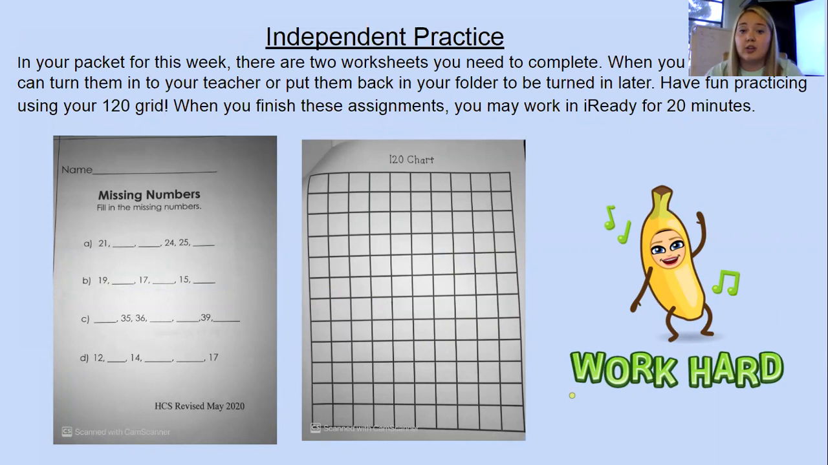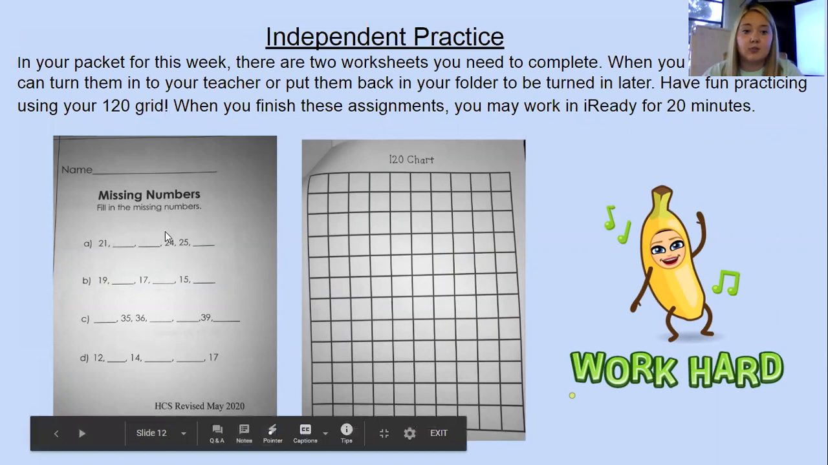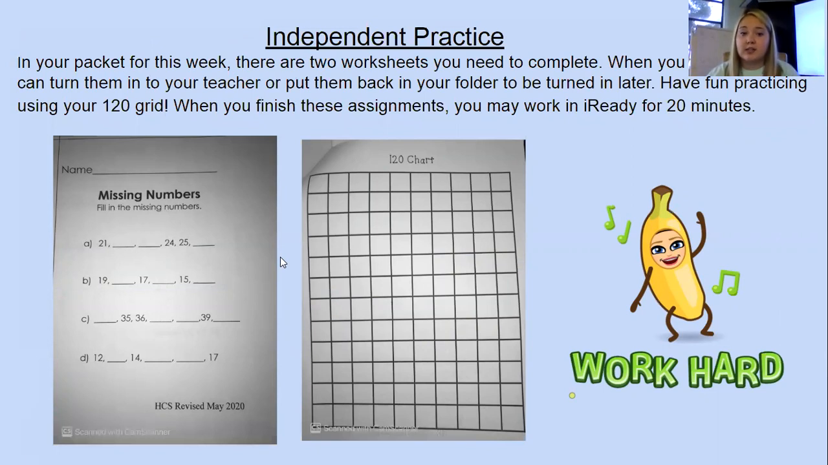Okay, now that we've finished our lesson, you have some independent practice work to do. In your packet, you should have both of these sheets. For this worksheet right here that is called Missing Numbers, you're going to do the same thing that we've been doing during this lesson. You are going to fill in the blanks. Use your number grid to fill in the blanks to those problems, okay?